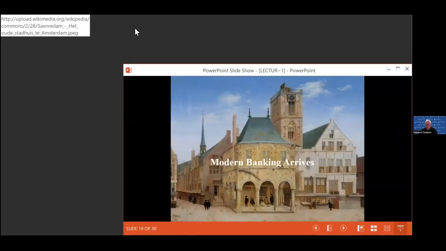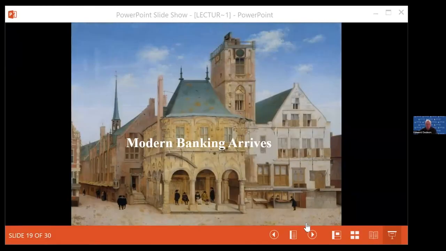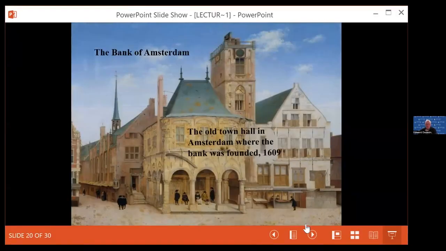And this is an image of the first real modern bank. This is the old town hall in Amsterdam where the bank was founded in 1609, and it was founded as a deposit bank. It was protected by the city of Amsterdam. So it's got its charter from the city, and its role was to take in both foreign and local coinage, which was then reminted. They also took in gold and silver bullion, and after taking a small minting and management fee, depositors were credited for the balance.